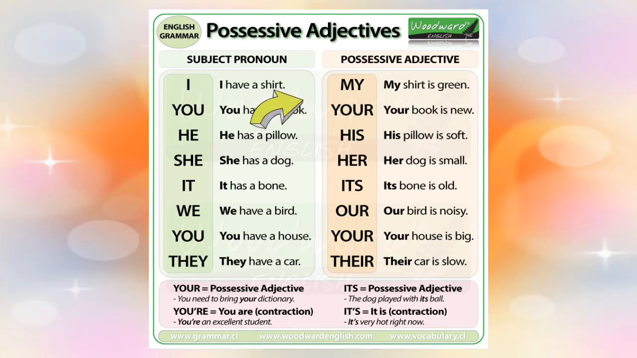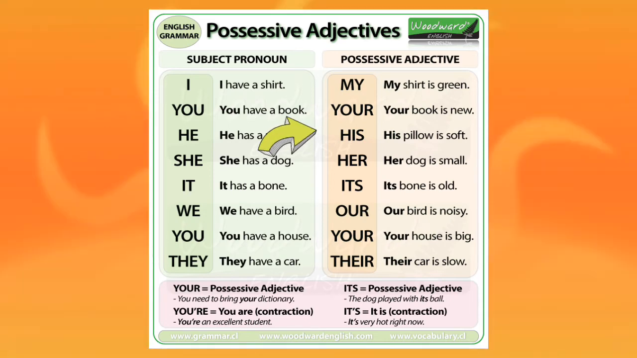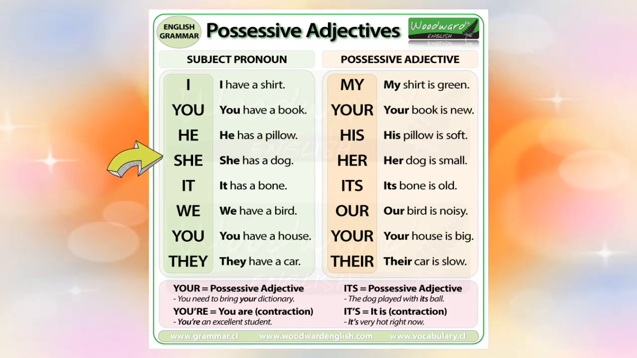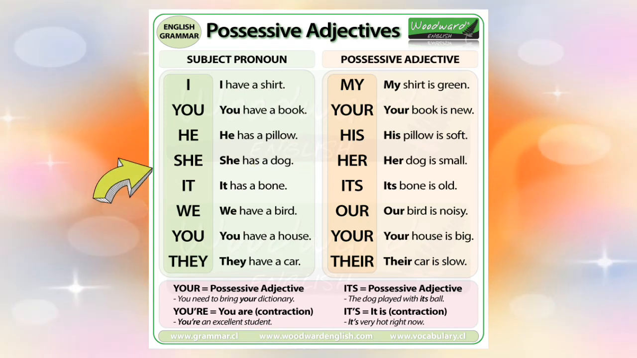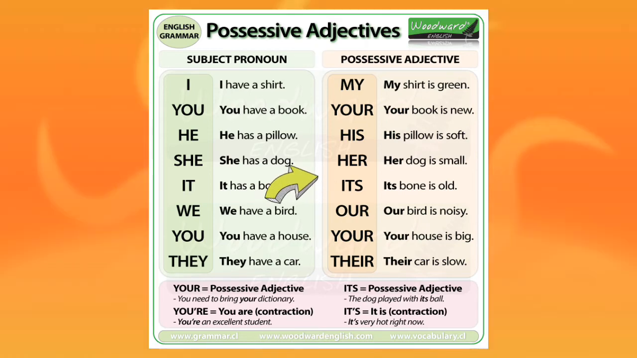Subject pronoun: he has a pillow. Possessive adjective: his pillow is soft. Subject pronoun: she. She has a dog. Possessive adjective: her. Her dog is small. Subject pronoun: it. It has a bone. Possessive adjective: its. Its bone is old.